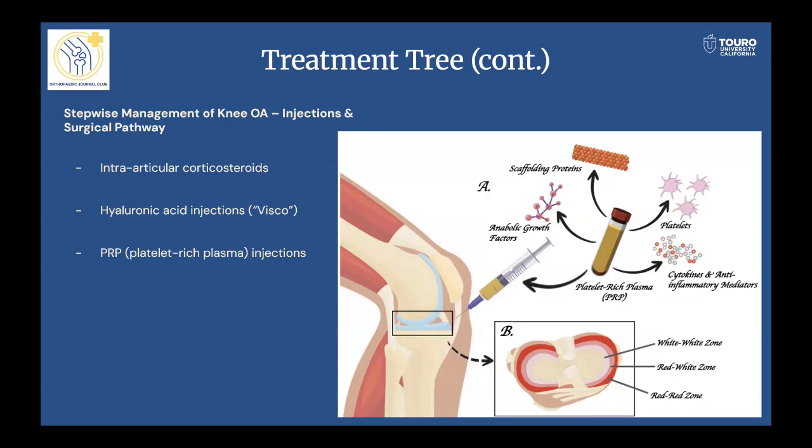PRP, another potential option for people, platelet-rich plasma, which is still kind of considered investigative in most settings. Some meta-analyses suggest it might provide slightly longer pain relief than hyaluronic acid or corticosteroids, but the protocols from clinic to clinic and study to study vary so much, it's kind of impossible to standardize or compare results. And coverage is really limited. So for most patients, they're paying thousands of dollars out of pocket.